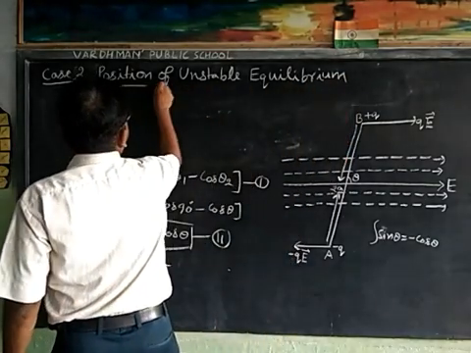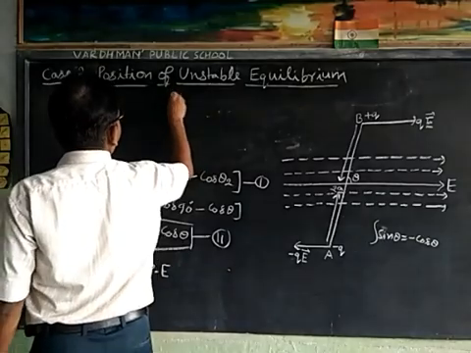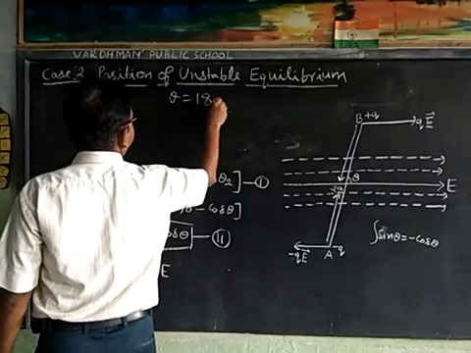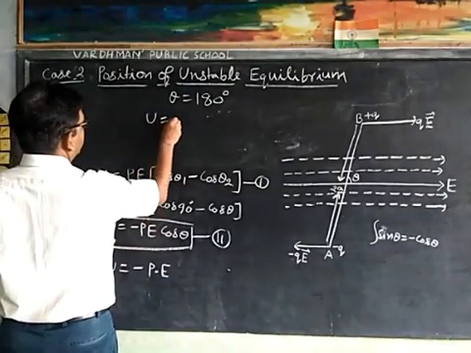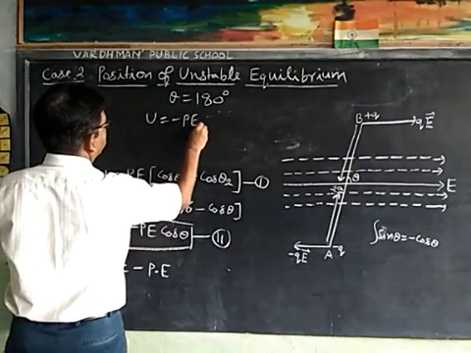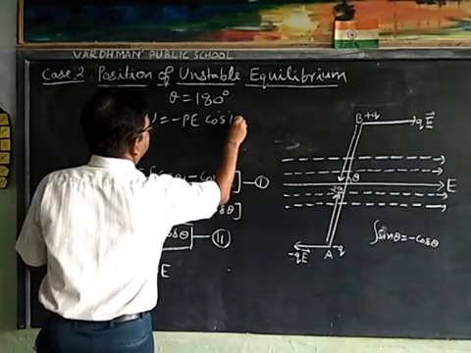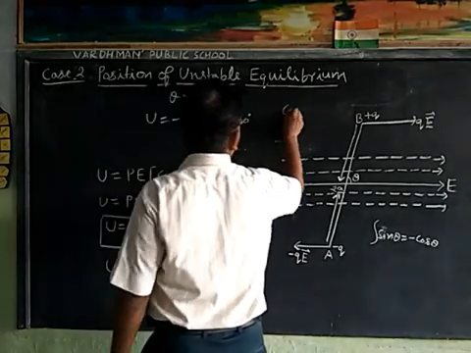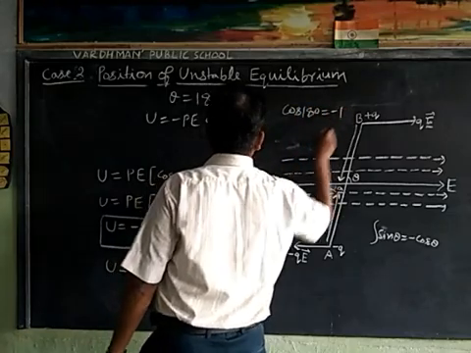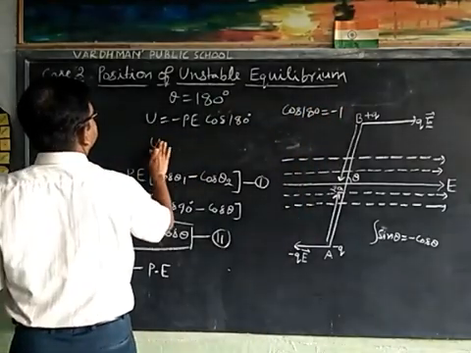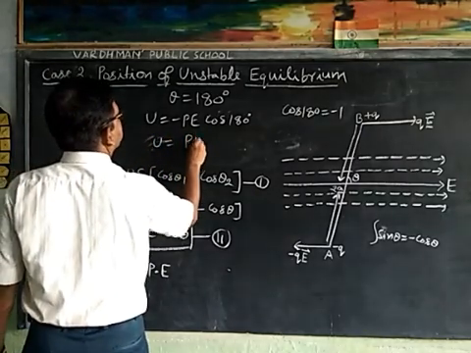For this, theta is equal to 180 degree. Then from equation second, U is equal to minus pE cos 180. Cos 180 is equal to minus 1. Thus we can write U is equal to pE.